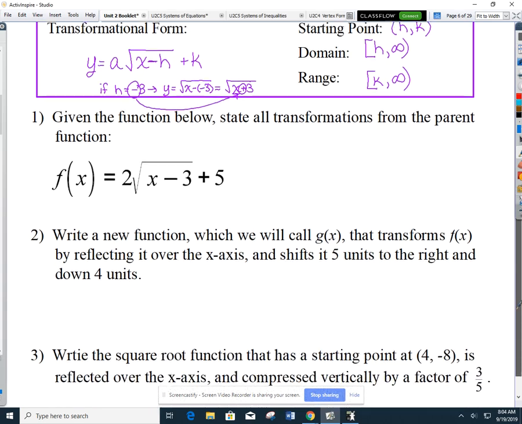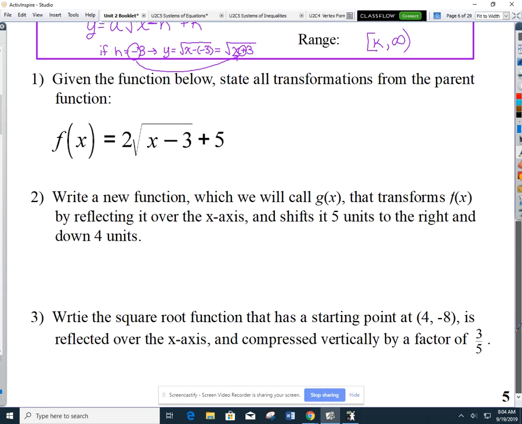All right, I would like you to try the 3 problems below, but I do want to point out to you, the first one is pretty easy. Just state the transformations from the parent function. The next easiest problem is number 3. Write the square root function that has a starting point at 4, -8, is reflected over the x-axis and compressed vertically by a factor of 3/5.